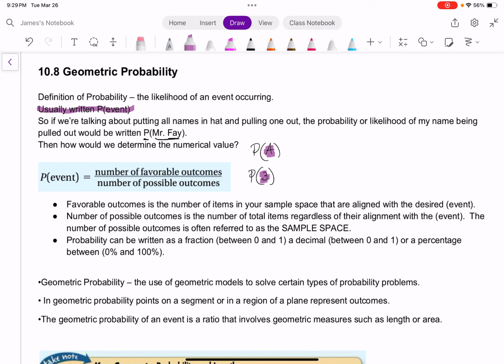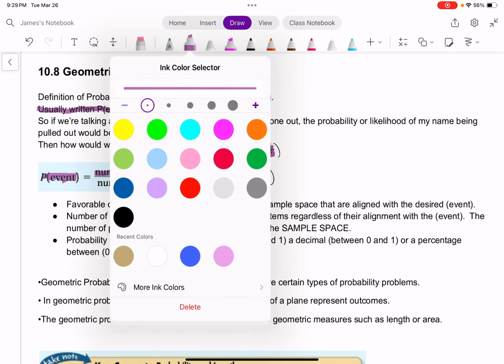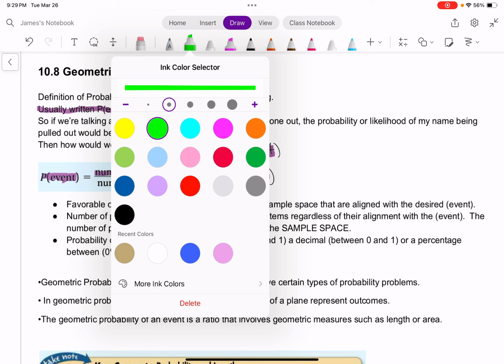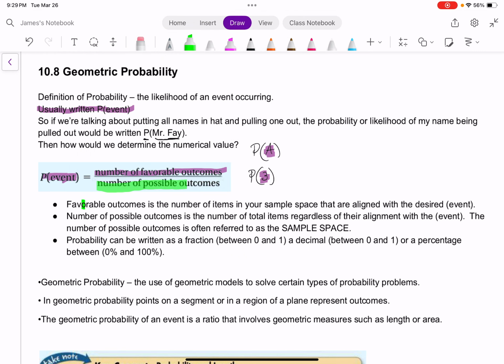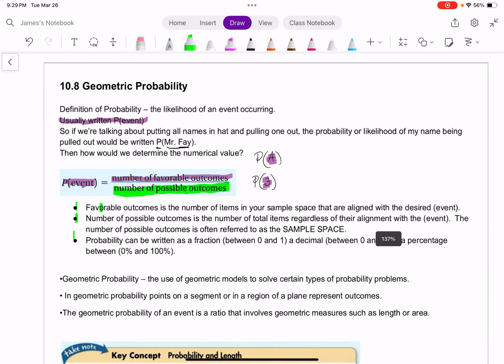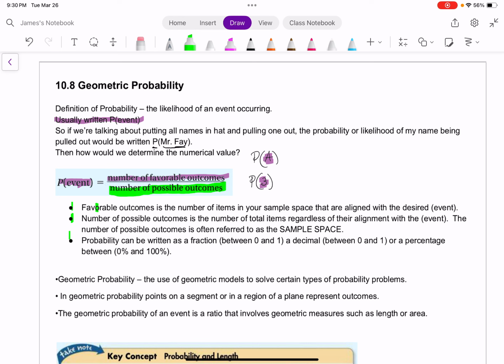But in its simplest version, the probability of an event is the number of favorable outcomes, generally called successes, divided by the number of possible outcomes, generally referred to as the sample space, all the things that could happen. We got some bullets here. It says favorable outcomes is the number of items in your sample space that are aligned with the desired event. When I talk about a sample space, I'm talking about all the things that could happen.